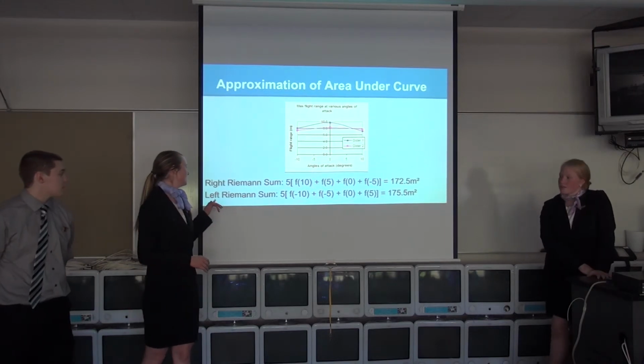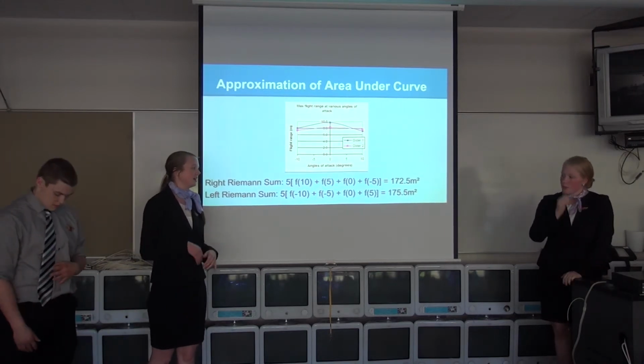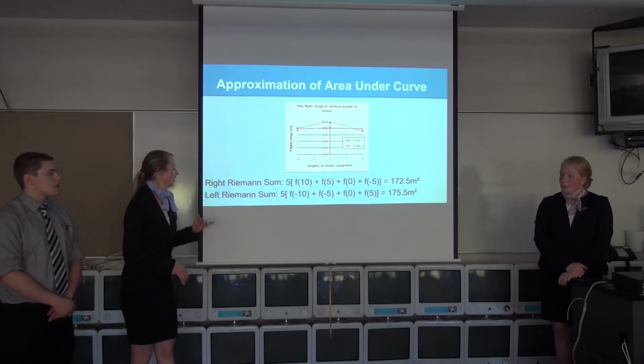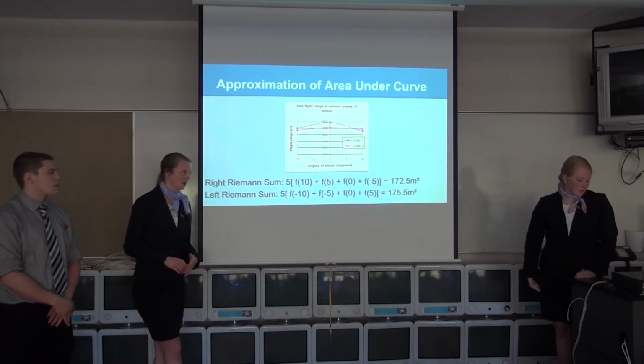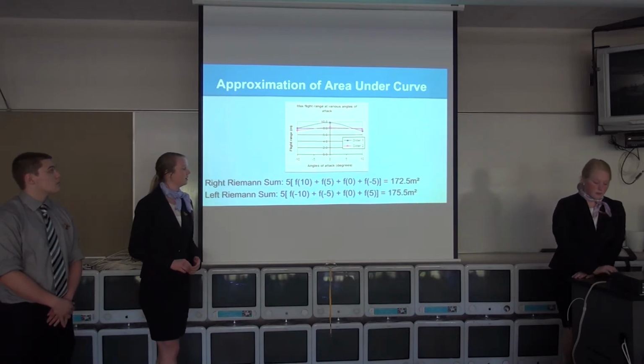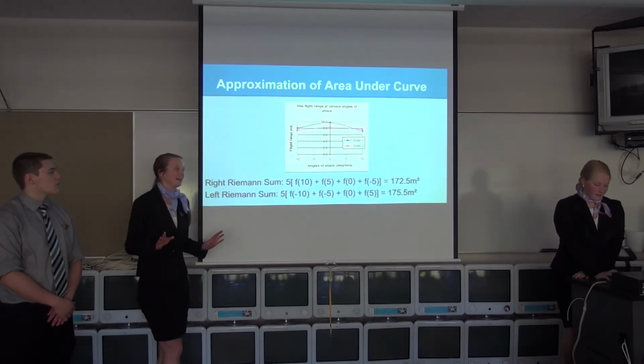We found using a right Riemann sum, it was an underestimation of 172.5 meters squared, and with left Riemann sums, it was an overestimation of 175.5 meters. Or miles, miles.